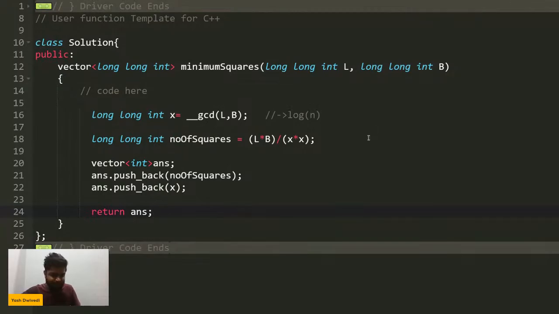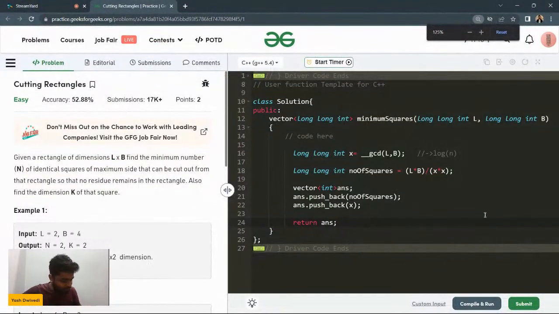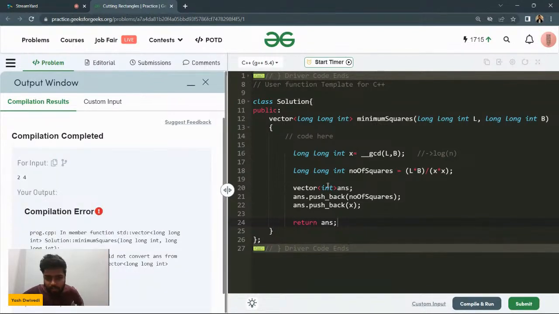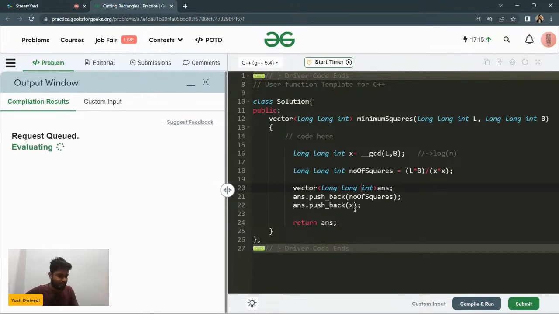Is it clear to everyone, guys? Please tell me. I'm assuming that this much part is clear. Okay, there should be a vector of long int. Okay, yeah, sorry, long int. Definitely. Let's see how it goes.